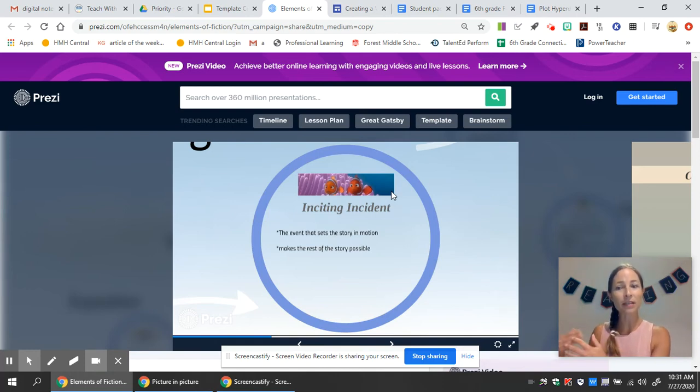And that's why things continue to happen in that story the way that they do, because of that very first incident in the story. That's what sets the story into motion so that the rest of the story is possible. And that's called the inciting incident. That happens in the very, very beginning of the story.